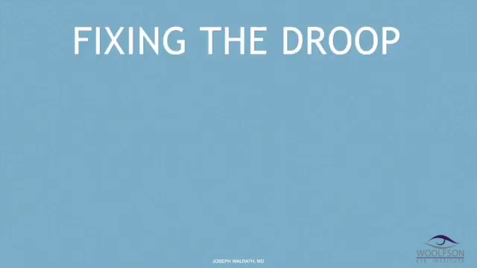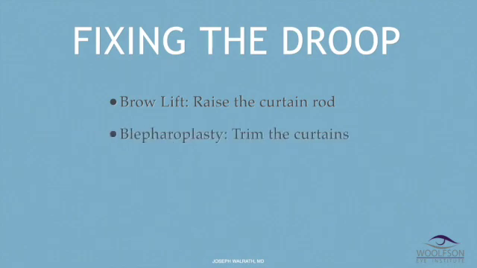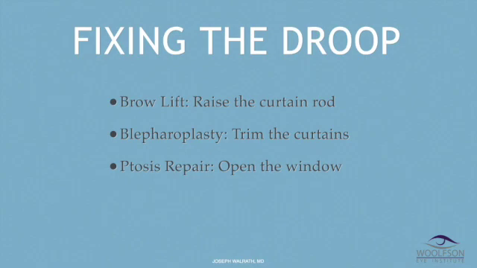So, how do we fix the droop? We can do a brow lift, and I consider that raising the curtain rod. We could also do a blepharoplasty of the upper eyelids, and I think of that as trimming the curtains beneath the curtain rod. And finally, we could open the window by doing a ptosis repair. Now, we could also, in some patients, do a brow lift and ptosis repair. You can raise the curtain rod and open the window, or you can trim the curtains and open the window, or you can trim the curtains on both sides and open the window on one side to balance things out.